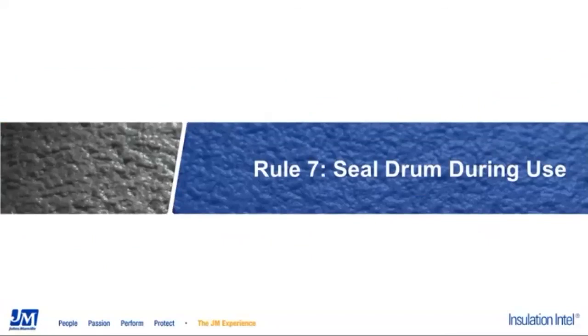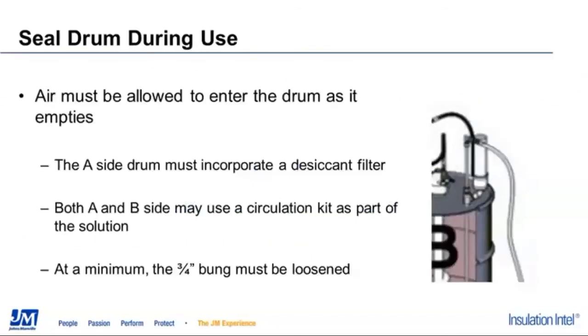Sealing the drum during use. We've got two different types of drums available. We have what are called tight head drums. Almost all manufacturers put the B side closed cell spray foams in a tight head drum. These drums do not have a removable lid. They have a 2-inch bung hole and a 3/4-inch bung hole. There is no center bung, so there's no place to place a mixer. We're never going to mix or recirculate closed cell spray foam.